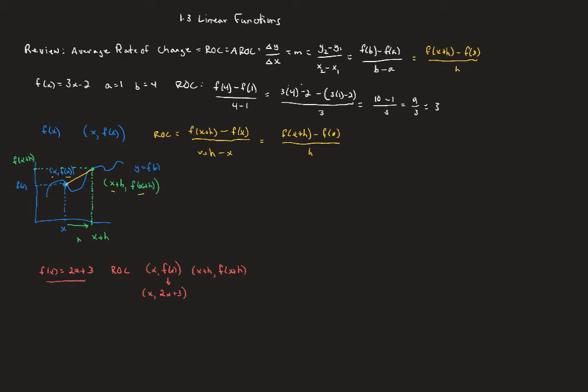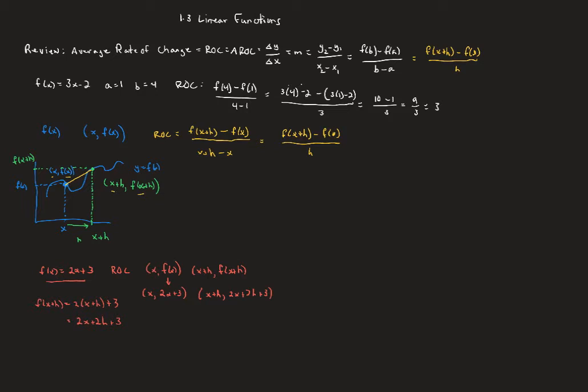Okay? Oh, this is about to get really crazy. Now, if x plus h is the x value here, then f of x plus h means we have to plug in x plus h where we see the x. And so that is going to be 2 times the quantity x plus h plus 3. And if I distribute that, that will be 2x plus 2h plus 3.